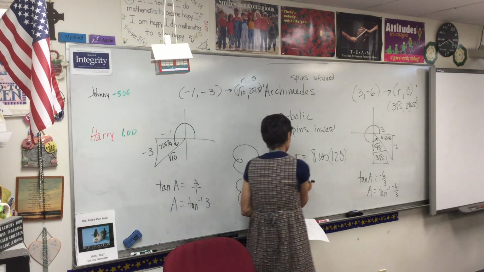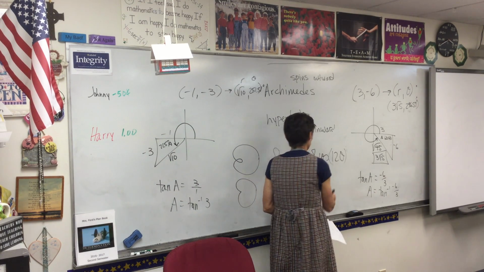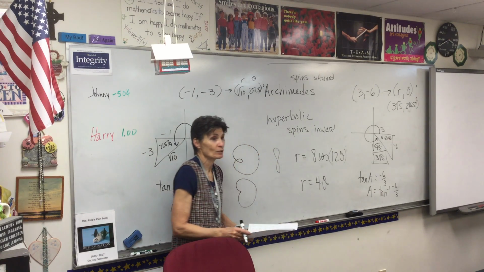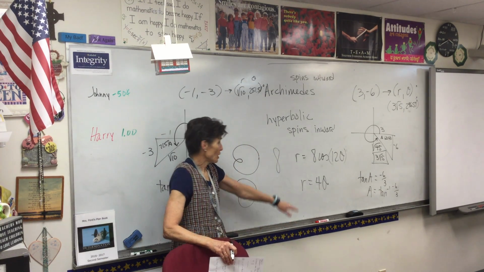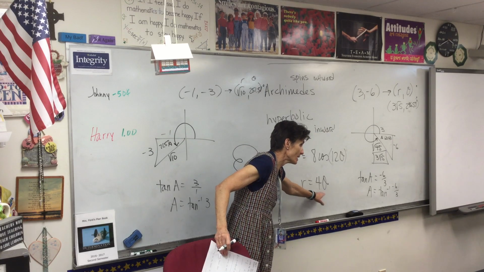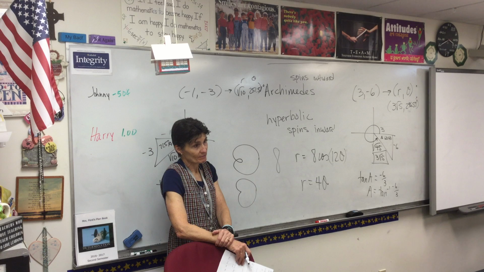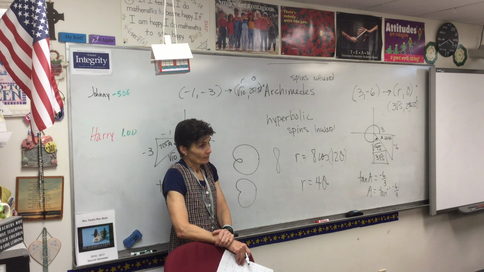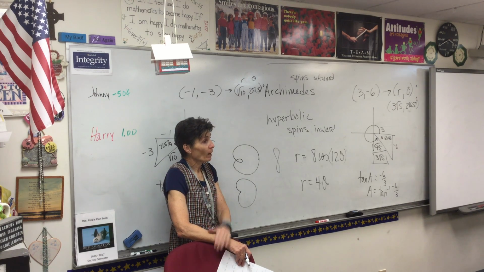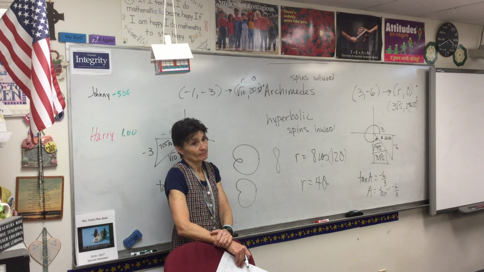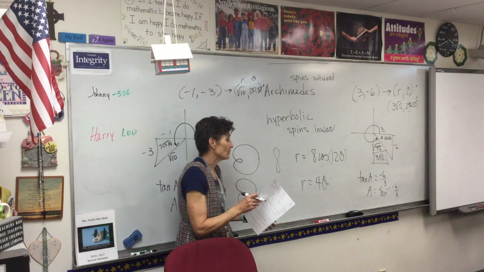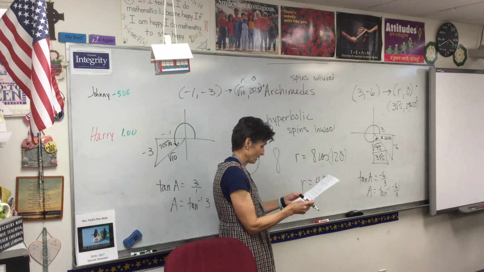How many leaves does r equals 4 theta have? Oh my gosh, Mrs. Ford's a tricky person. What shape is that? Do you see a sine or cosine in there? That's a spiral. Do spirals have leaves? No leaves. It's a spiral. How do I know it's a spiral? No sine or cosine. If you do not have any sine or cosine, you are not a rose.